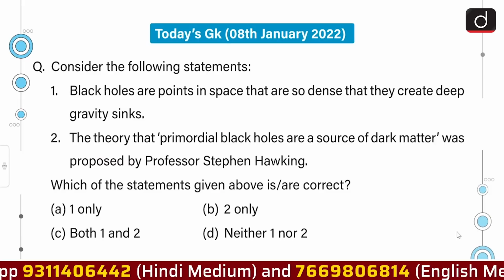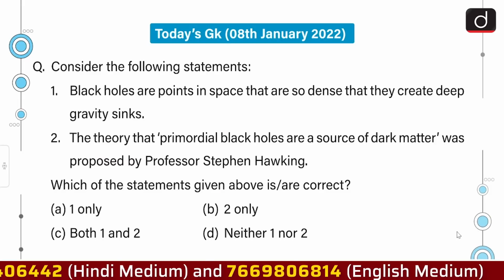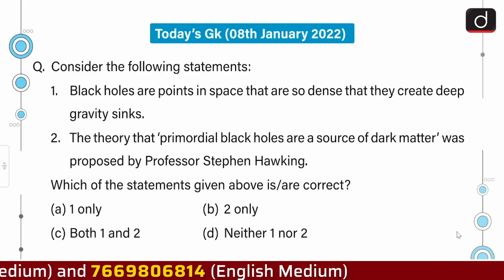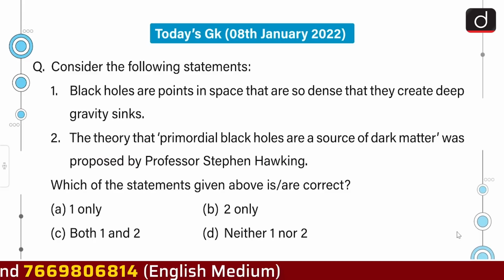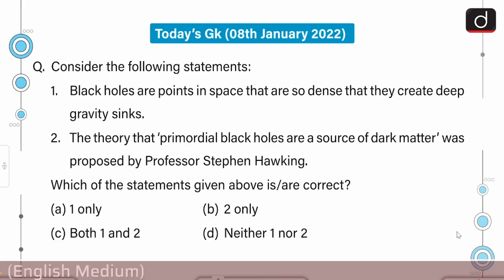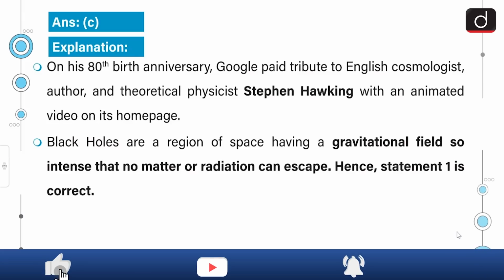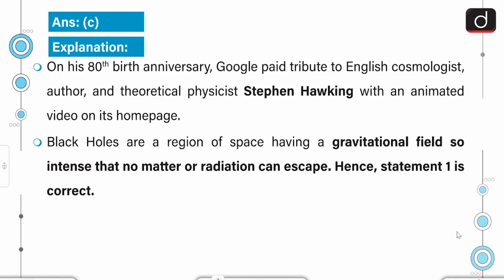Consider the following statements. Black holes are points in space that are so dense that they create deep gravity sinks. And the theory that primordial black holes are a source of dark matter was proposed by Professor Stephen Hawking. So as we have to select the correct statement, both are correct. Option C will be the answer. And on his 80th birth anniversary, Google paid tribute to English cosmologist, author, and theoretical physicist Stephen Hawking with an animated video on its homepage.